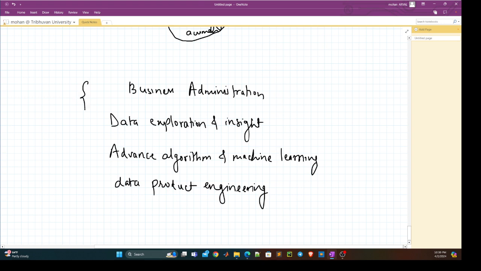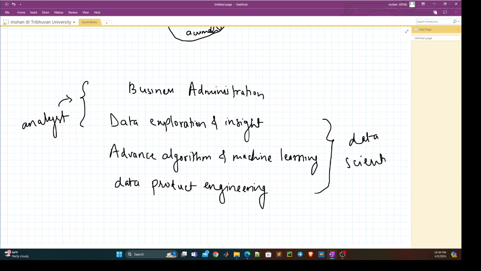and these two are generally dealt by what is known as analyst, and the data scientist usually has to cover the more dynamic range, and this is the area, the scope of data scientist. He or she needs to do data exploration and insight, and have a good grasp of advanced algorithm and machine learning, as well as data product engineering.